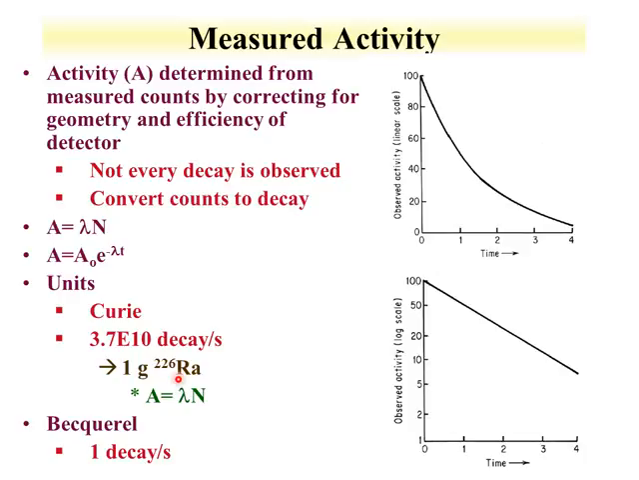So 1 gram, so that's 1 divided by 226 times Avogadro's number. That will give us N. And the decay constant, we'll just look up the half-life of radium-226, and I believe it's 1,600 years. You can use that, you'll get your decay constant. Taking those two numbers together, you should get 3.7 times 10 to the 10th decays per second. Now, becquerel is another unit where it's just 1 decay per second. So you may see units listed in curie or in becquerel.